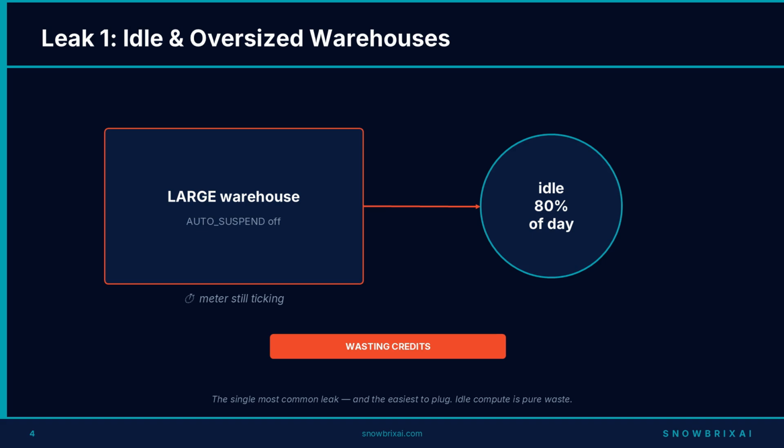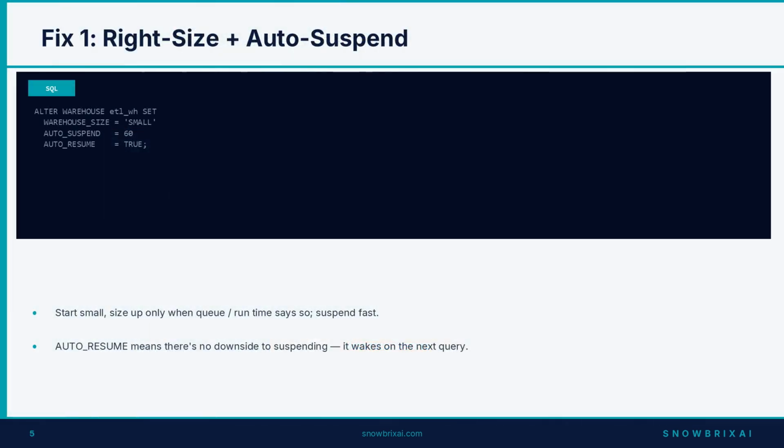Let me show you the fix. Here is the one line that plugs leak 1. Alter warehouse, set the size to small, set auto suspend to 60 seconds, set auto resume to true. The intent is simple: start small, size up only when queue time or runtime tells you to, and suspend fast. 60 seconds idle and the engine parks itself. Here is the key: auto resume means there is no downside to suspending, it wakes on the very next query. You save credits and the user never notices.